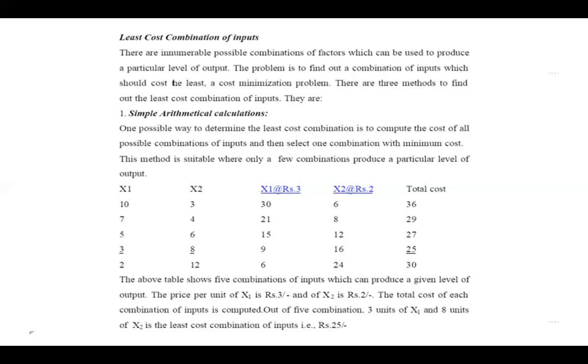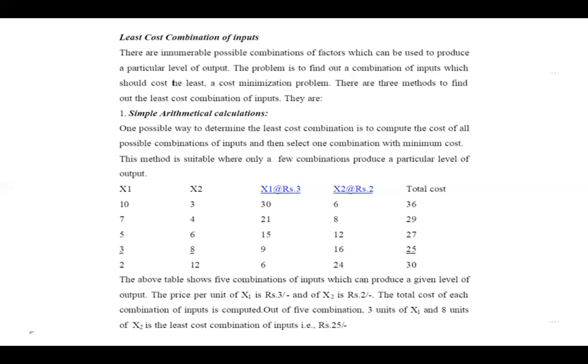So what happened here? What is the lowest cost in this figure? 25. At which combination? The x1 input combination is 3 units and the x2 combination is 8 units.